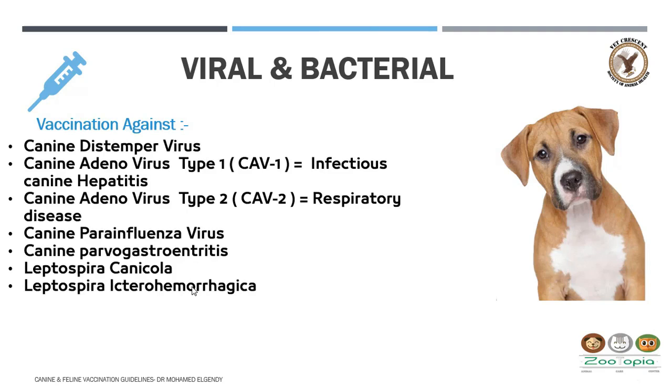canine distemper virus, which is a multi-systemic disease that attacks the respiratory, nervous, digestive, and urogenital systems, anything. The second one is canine adenovirus type 2 and type 1. Type 1 causes infectious canine hepatitis, and type 2 causes respiratory disease complex. Also canine parainfluenza virus, canine parvogastroenteritis, Leptospira canicola, and Leptospira icterohaemorrhagiae.